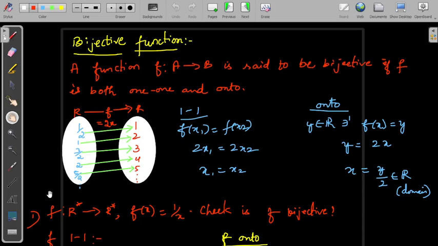In this video, I'll explain about bijective function. A function f from A to B is said to be bijective if f is both 1-1 and onto.